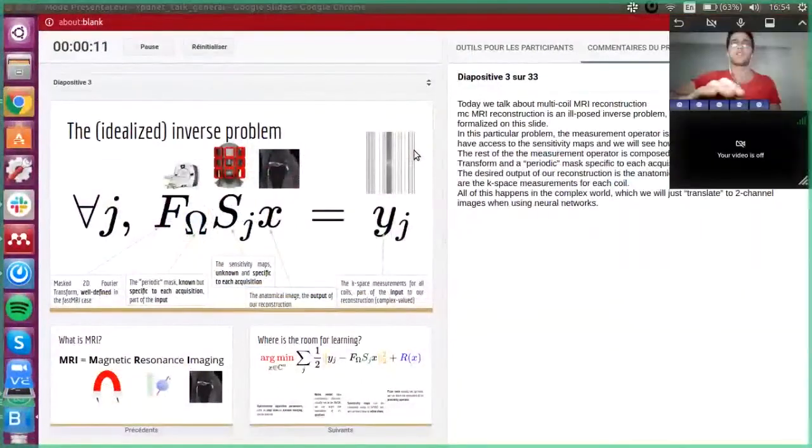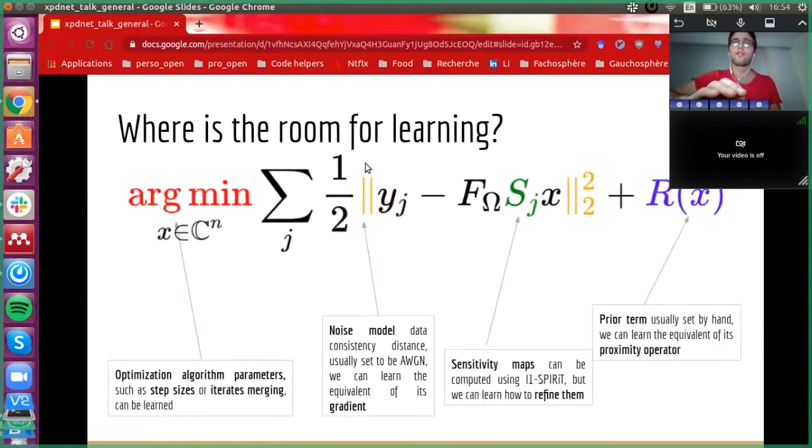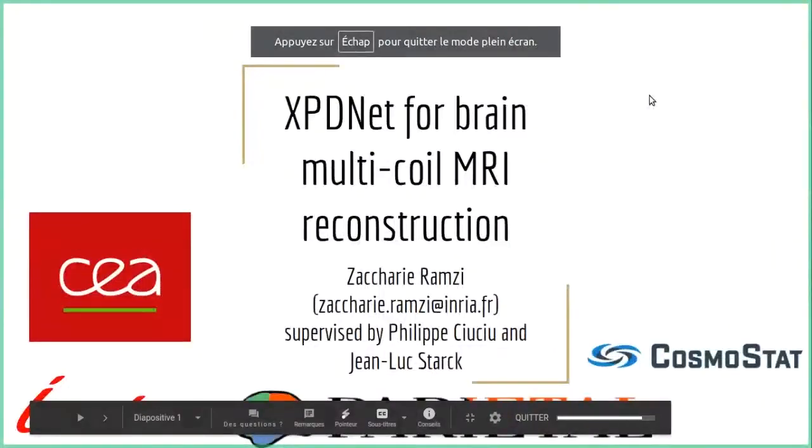Yeah, so Zaccharie is a PhD student in third year, I think now, in the parietal team, and he's going to present some work on how to do fast MRI reconstruction that he did for the fastMRI challenge organized by Facebook, where he won the second spot, I think. All right, so Zachary, the stage is yours now.